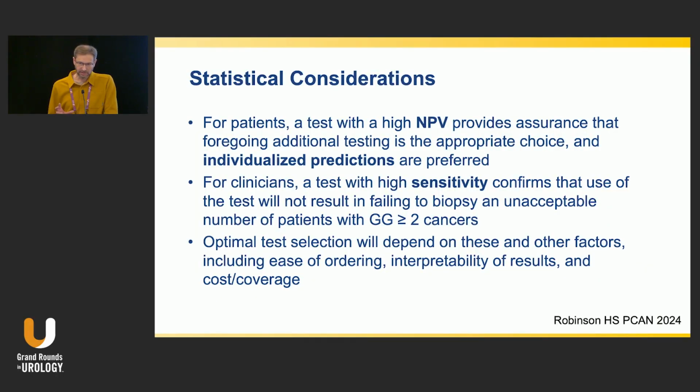For patients, a test with a high NPV provides assurance that foregoing additional testing is the appropriate choice, and in patients, individualized predictions are basically preferred. For clinicians, on the other hand, a test with a high sensitivity confirms the use of the test will not result in failing to biopsy an unacceptable number of men with higher grade cancers. So the optimal test selection should depend on these and other factors, including ease of ordering, interpretability of results, and of course, cost and coverage.